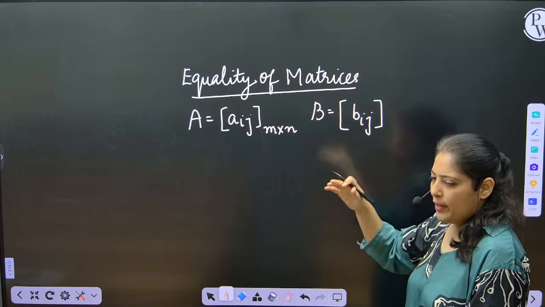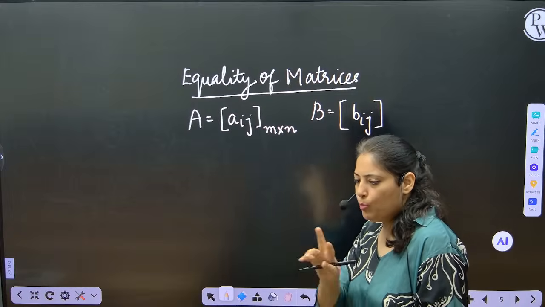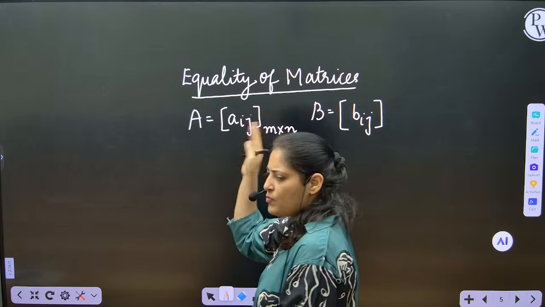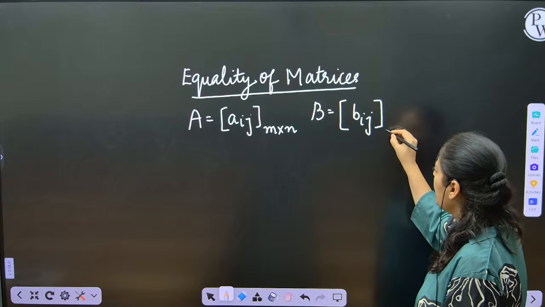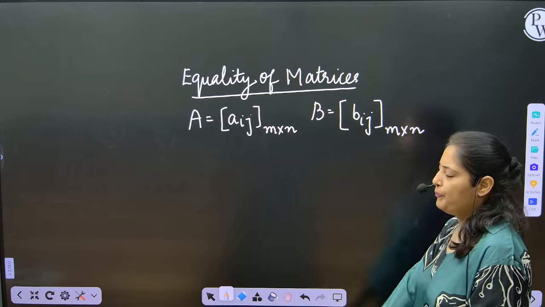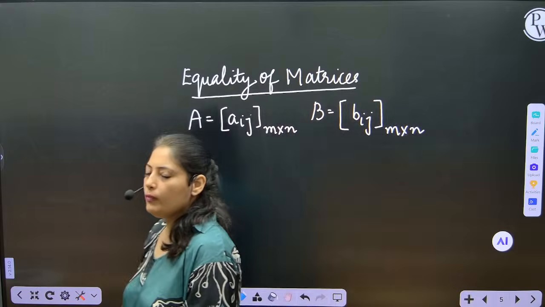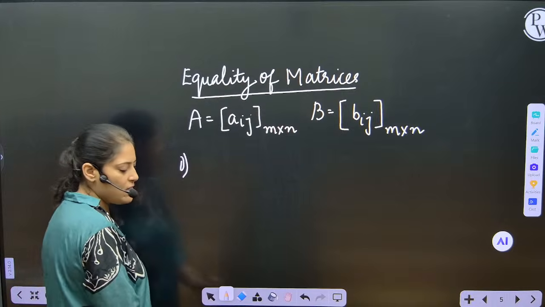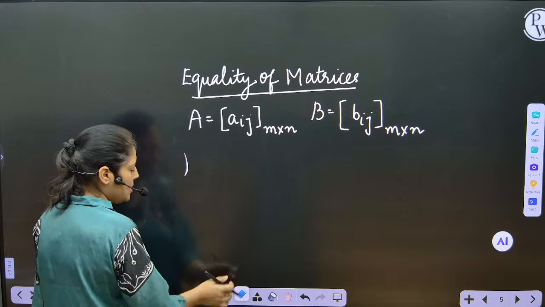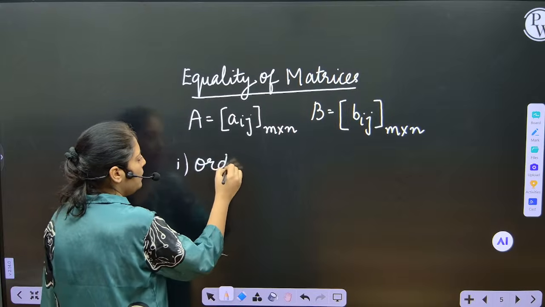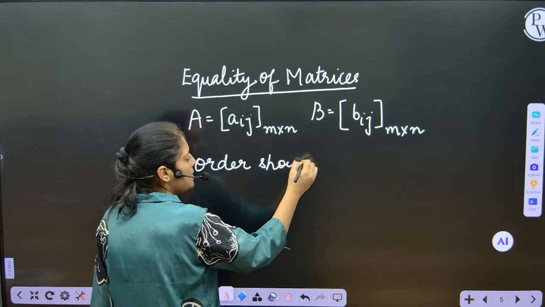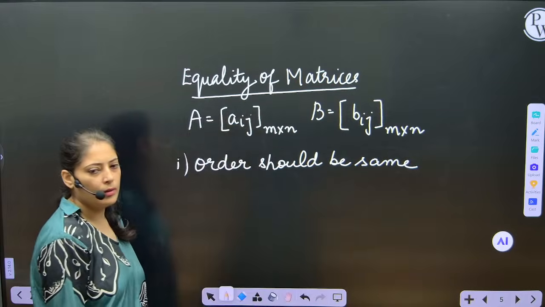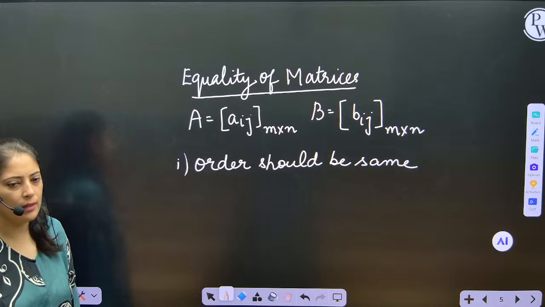So for equality, I'll tell you the condition. If it is satisfying both the conditions, that means these two matrices will be equal. That I'll tell you later, but right now I'm writing them different. What does it mean for two matrices to be equal? There are two conditions. The first condition is the order should be the same. So they should be comparable.